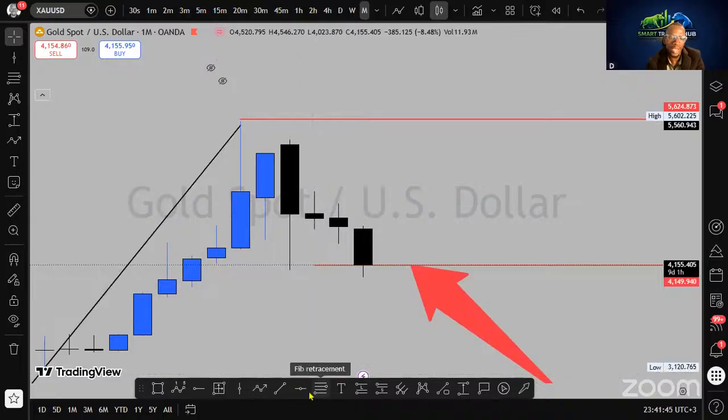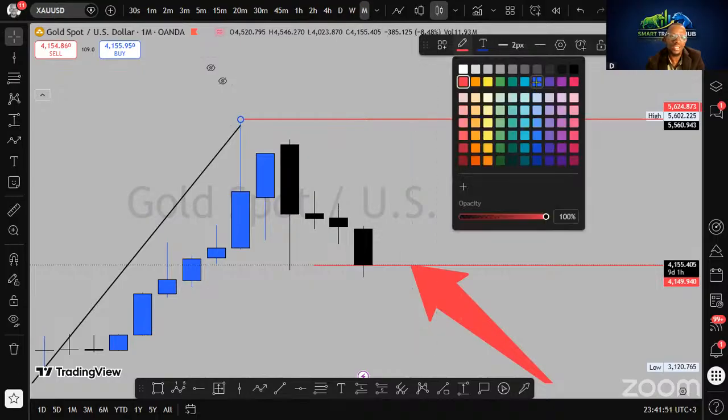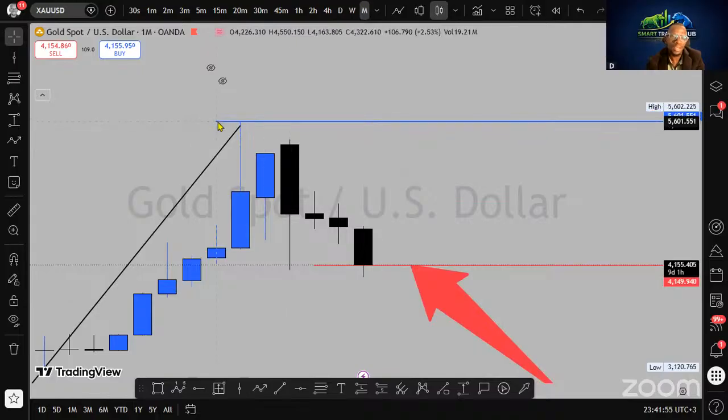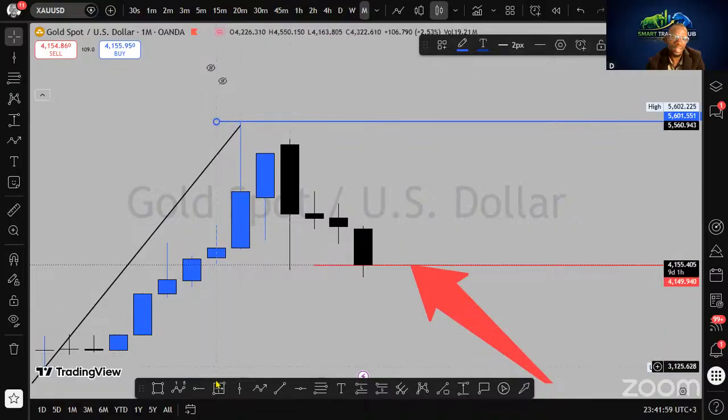point was where? Our peak point is up here. Let me change the color of the line. Our peak point is blue. Are you able to see here? This is the highest gold ever went.